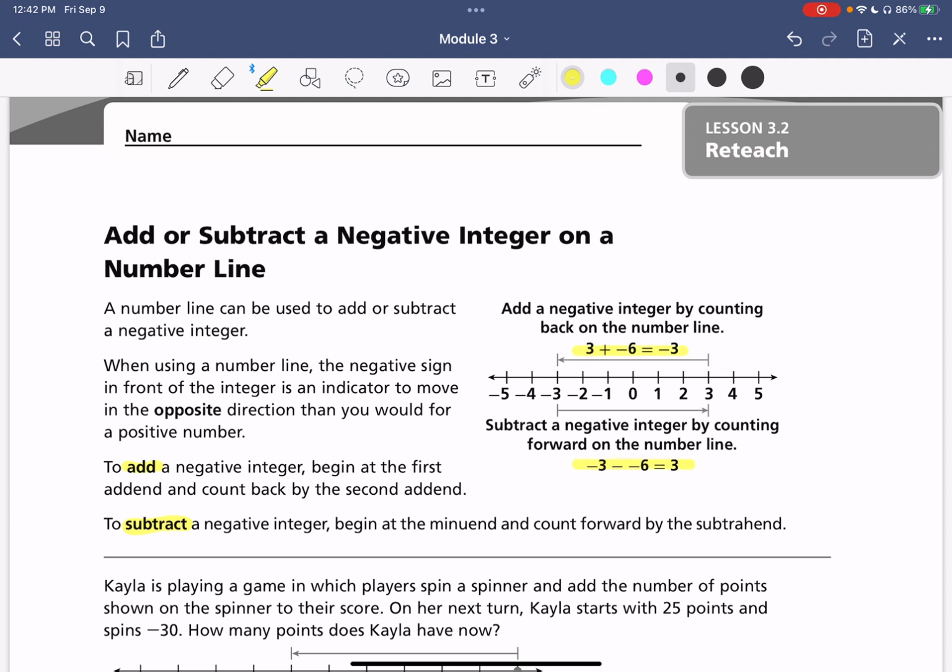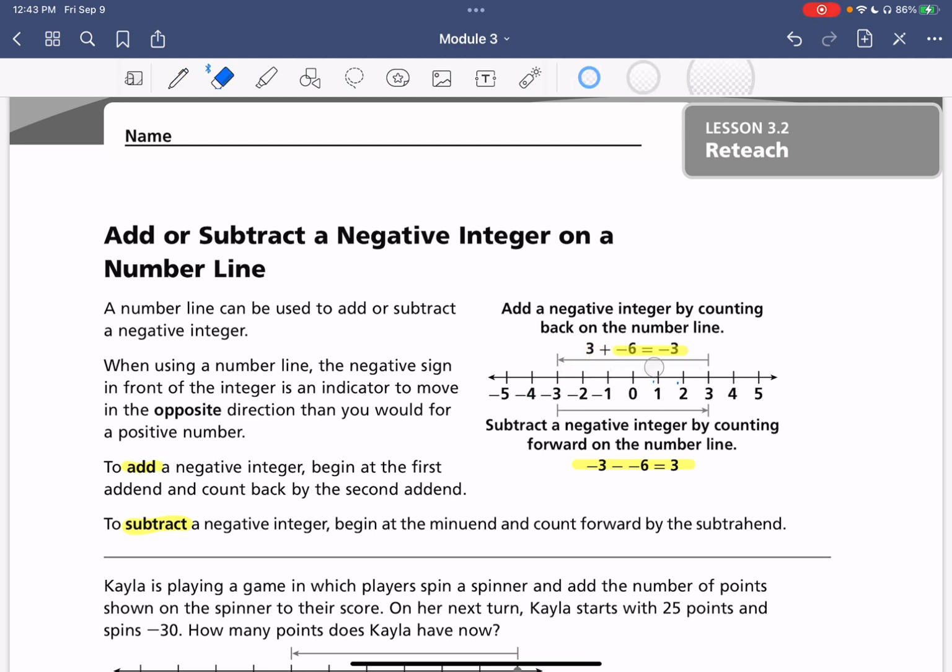We have 3 plus negative 6 equals negative 3. So again, we start at 3. And then we add 6 negatives to it. So it's getting negative. It's going to go down to the left. So 1, 2, 3, 4, 5, 6. And we're ending at negative 3.